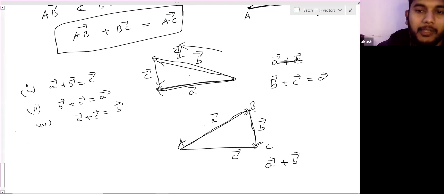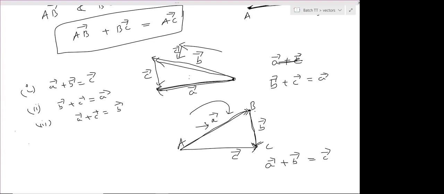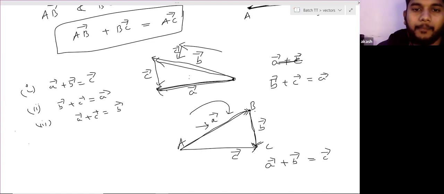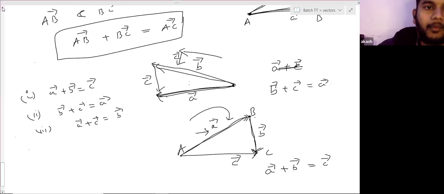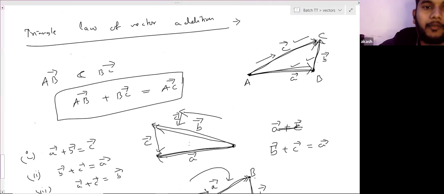If you move towards C, C is in the opposite direction, right? If you move like this, then C is in the opposite direction. So the resultant vector will be C vector. Clear now? Yes, sir. Everyone is clear? Ryan? Yes, sir. All right. Note it down, this triangle law of vector addition.